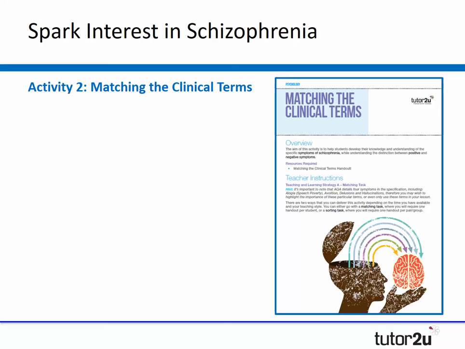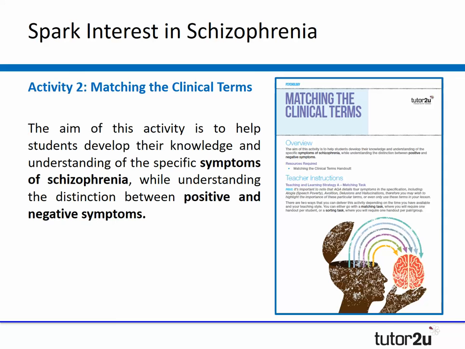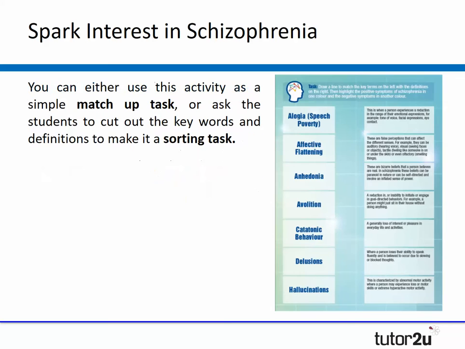Okay, second activity, again probably used right at the start of the course or very close to the start of the course, is an activity called Matching the Clinical Terms. Really, really simple idea. Now, the aim of this activity is to help students to develop their knowledge and understanding of the symptoms of schizophrenia, while making the clear distinction between what is a positive symptom and what is a negative symptom. Now, there are different ways you can use this activity depending on your preference and time available.